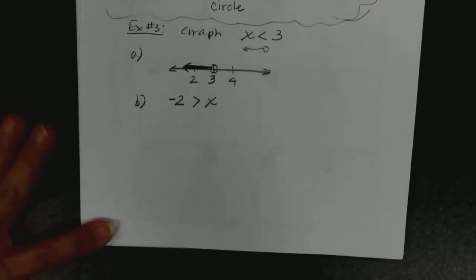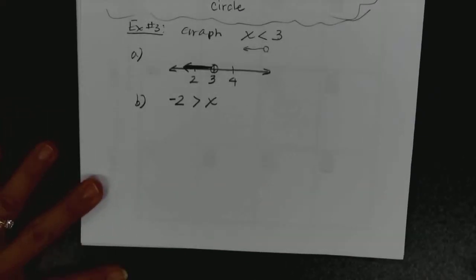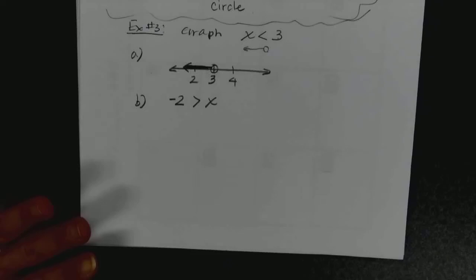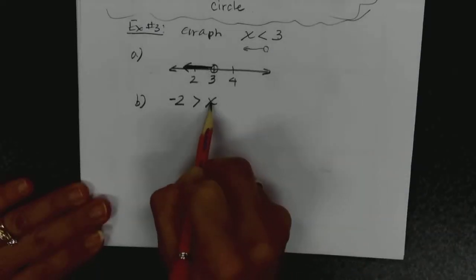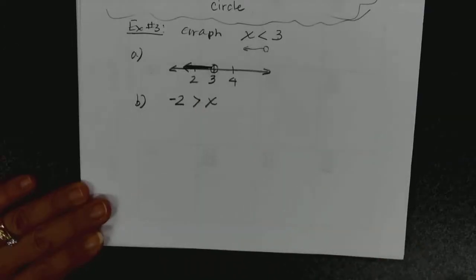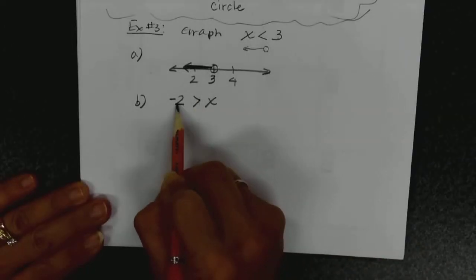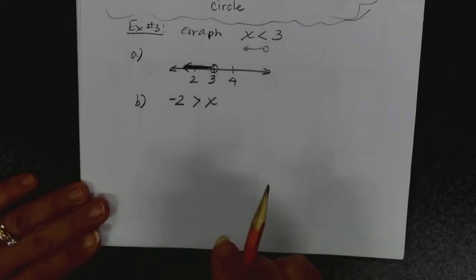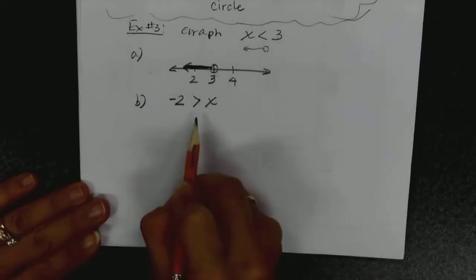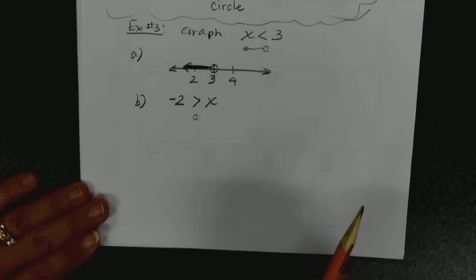So -2 is greater than x. Or, remember I said read it from the variable side. X is less than -2, because the pointy end is toward x. So is it open circle or closed circle? Open circle. And which side do I shade, right or left? Left, because it's less than.